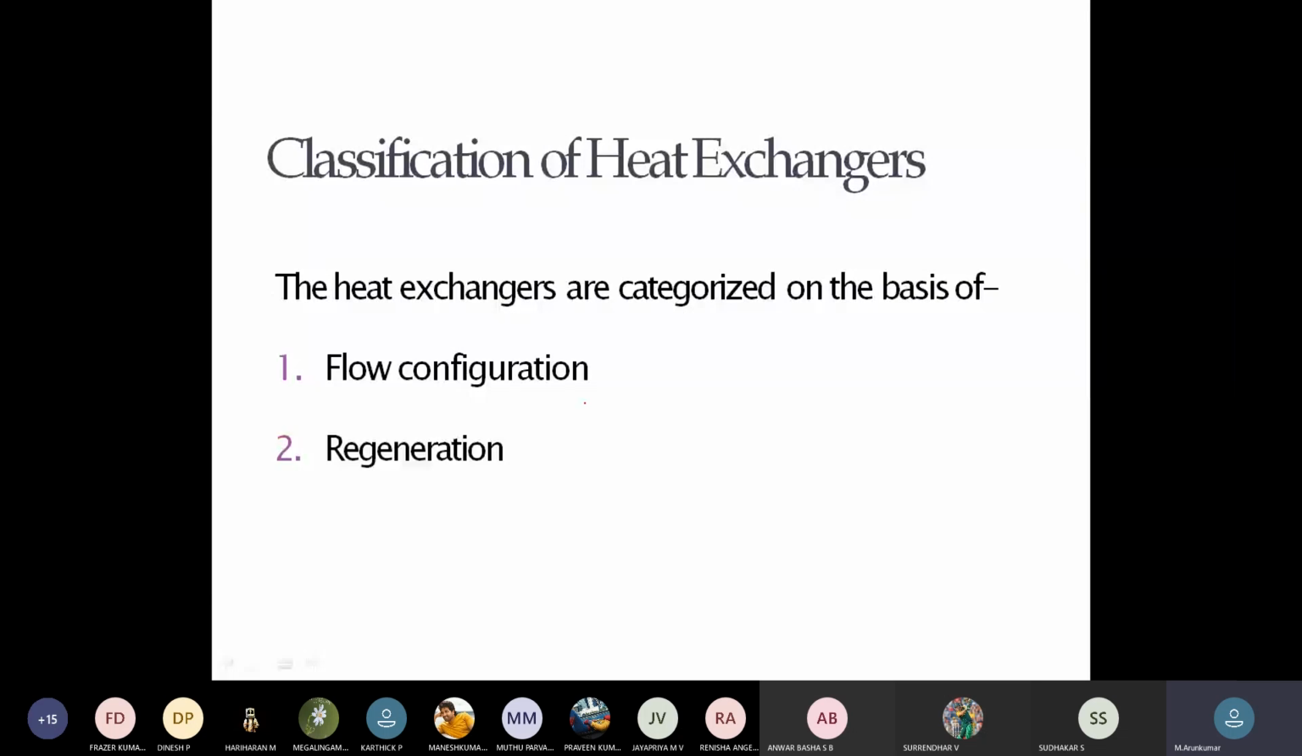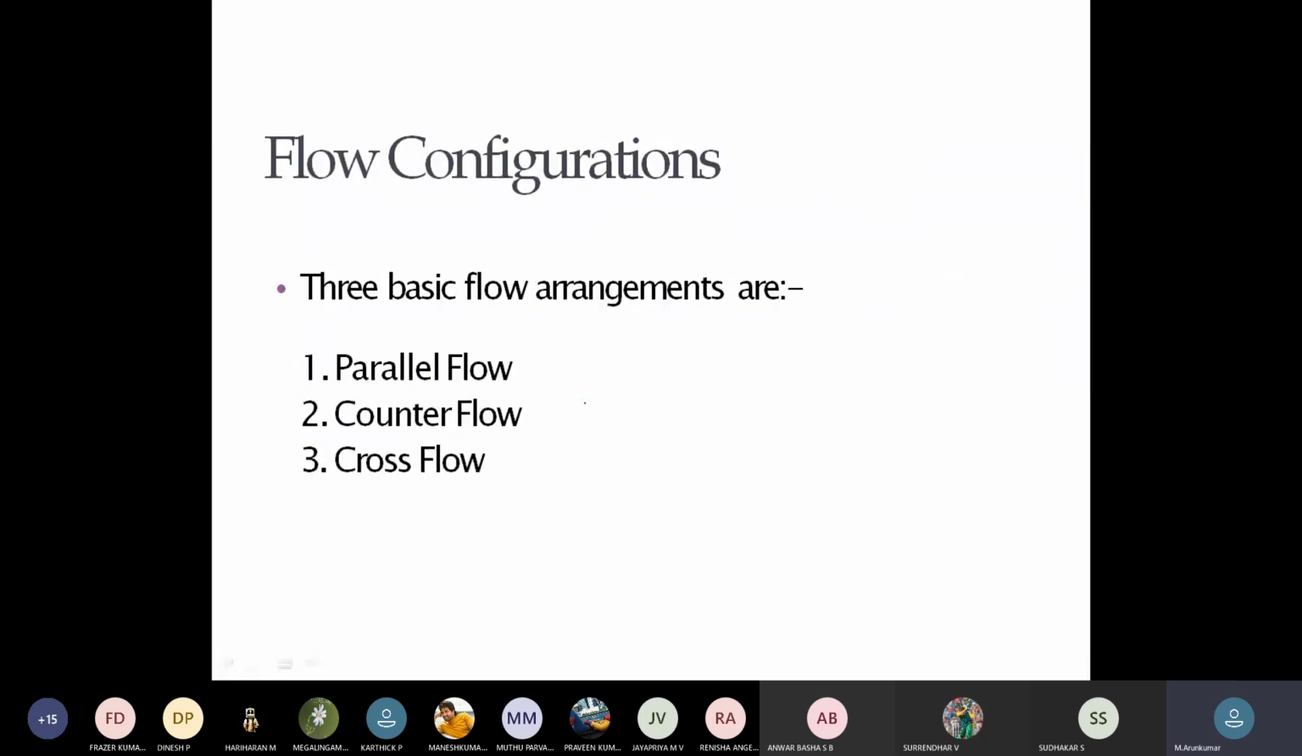Right. We can also classify the heat exchanger on the basis of flow configuration as well as regeneration. If we want to classify based on flow configuration and regeneration, then taking the flow configuration, we can classify it into three.